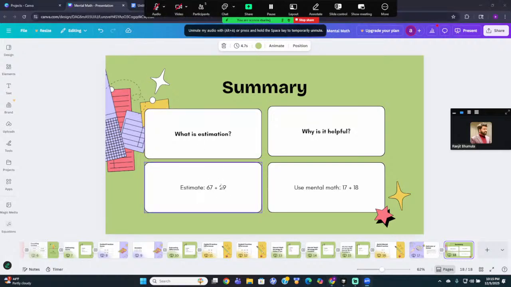Round 29 up to 30. So 70 plus 30 equals 100. So 67 plus 29 is about 100.